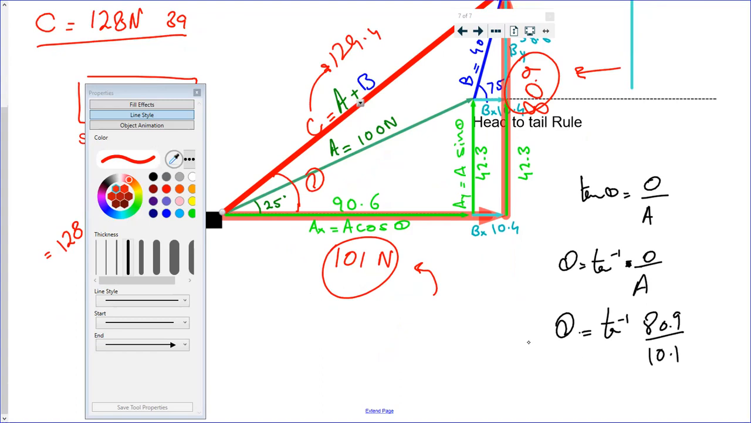Tanya, what do you get when you work this out? We get 38.7 or like that. Is that okay, Tanya? Yes. So that's what we get.